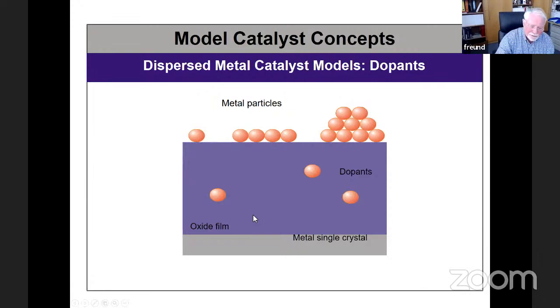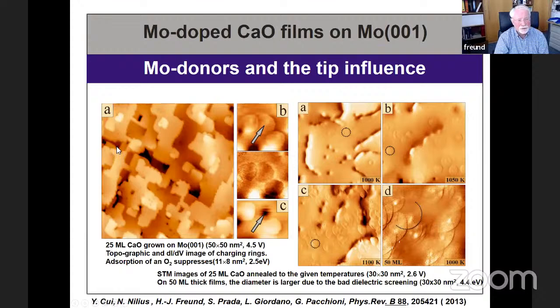We have used this in the case of calcium oxide films, which are shown here. They are rather well structured. Of course, you see edges and corners and terraces, but they are well structured. And because we are growing them on a molybdenum substrate, simply by heating, you can make molybdenum atoms move into the calcium oxide film and basically replace the calcium atoms.